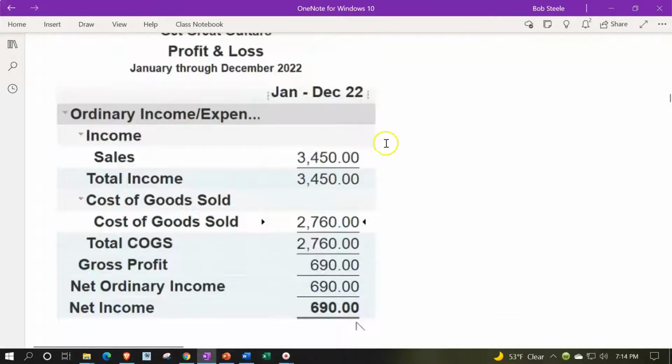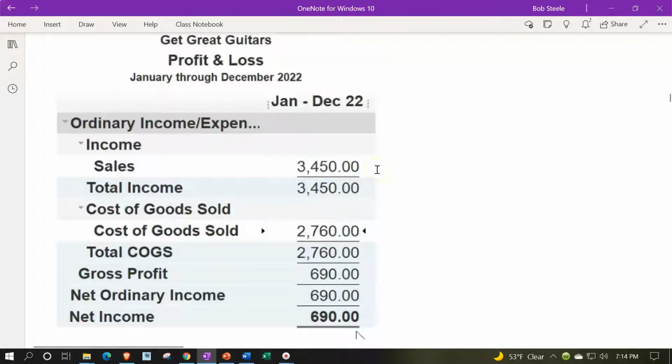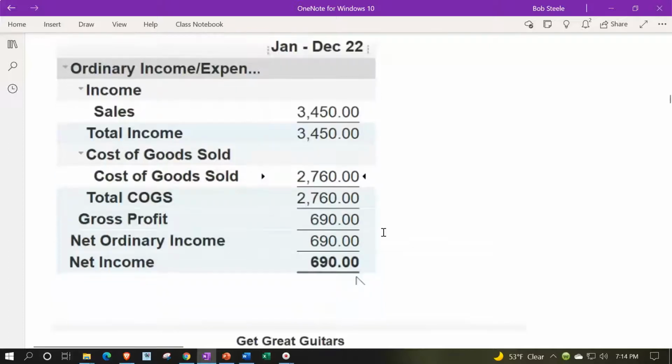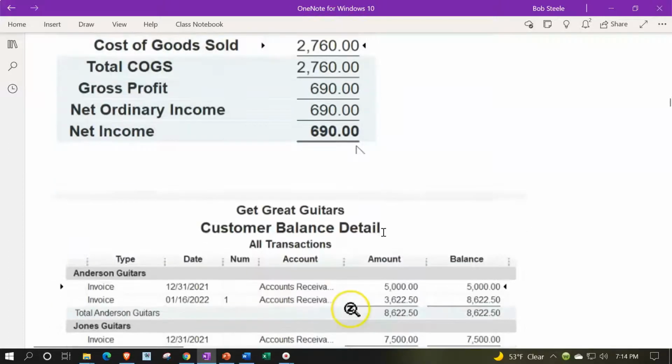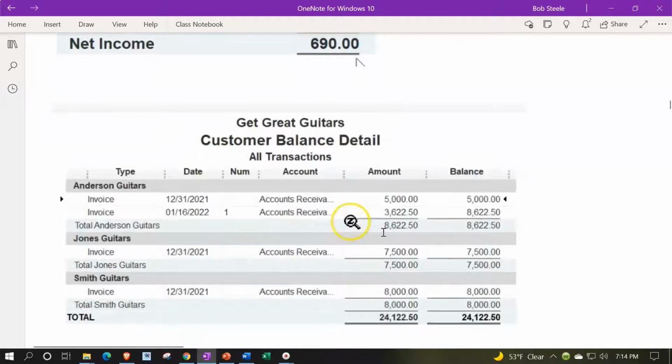If we take a look at the $3,450 in sales, comparing it to the cost of goods sold, these are the 2 accounts that would be impacted from the invoice if we sold inventory. The difference between those 2 accounts, sales and the cost of goods sold, would give us the net impact on both gross profit and the net income. We're now looking at the customer balance detail.